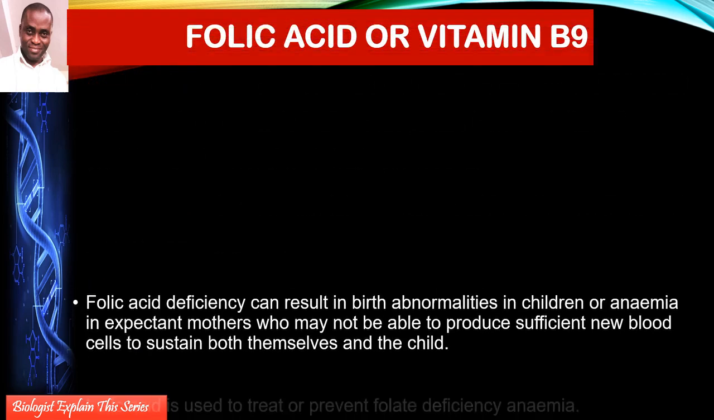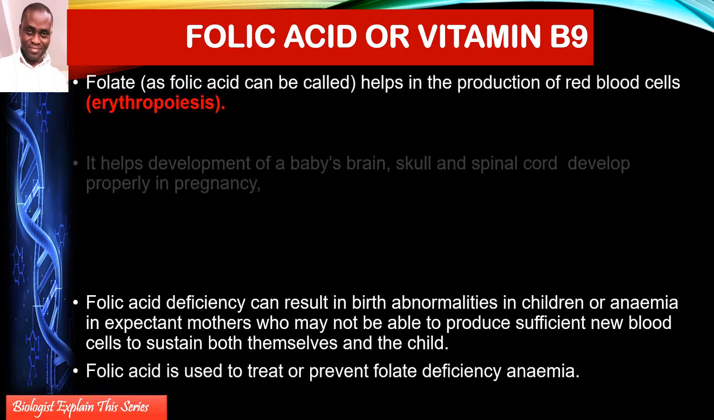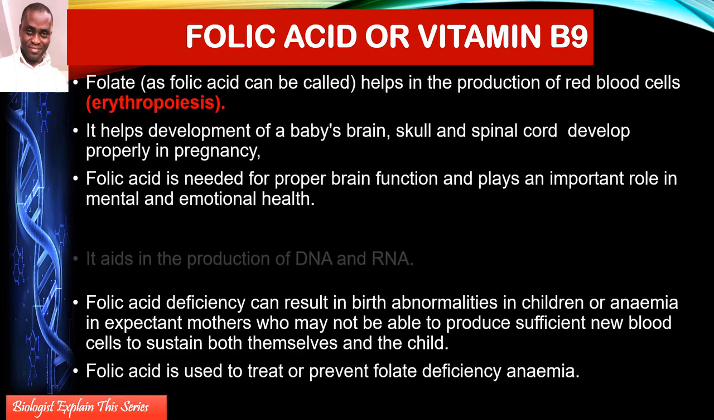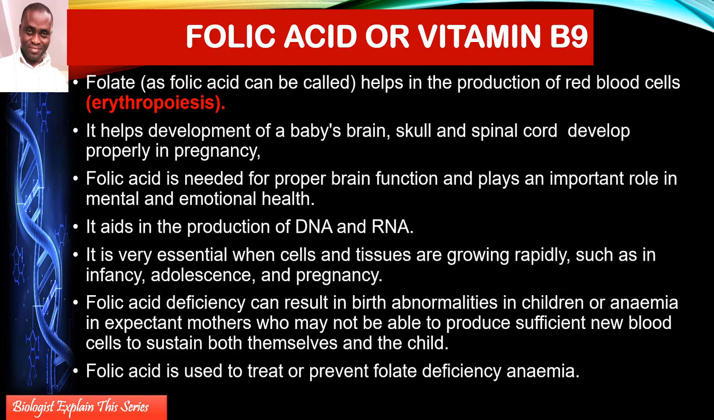Now let's talk about a very important cofactor called folic acid or folate. That's vitamin B9. So you can begin to picture the vitamin B's that you have. There are so many vitamin B's, a lot of them. I'm just picking some of them for the purpose of this lesson. Now folate, or what we call folic acid, is very important in the process called erythropoiesis. Erythropoiesis is the process whereby new red blood cells are produced.